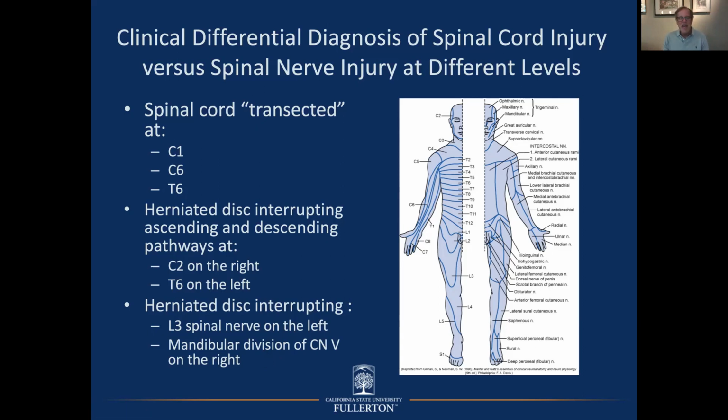You certainly can have a problem with the mandibular division of cranial nerve 5 on the right. Like, for example, a little tumor, or more likely some kind of an injury that injures that as it leaves the skull, and then you would lose the sensation for the lower jaw area on the right. It just wouldn't be from a disc problem because we don't have any discs in our head. We only have them in our spine.